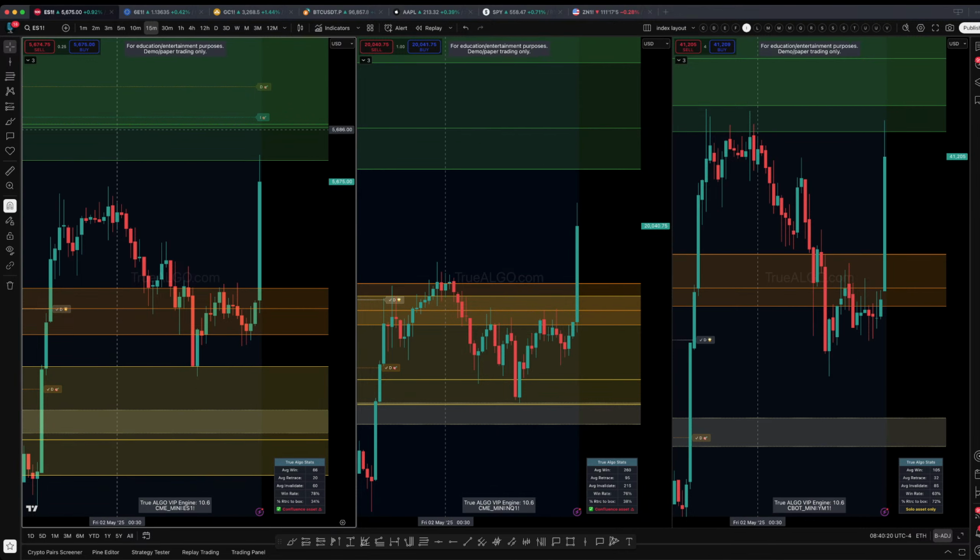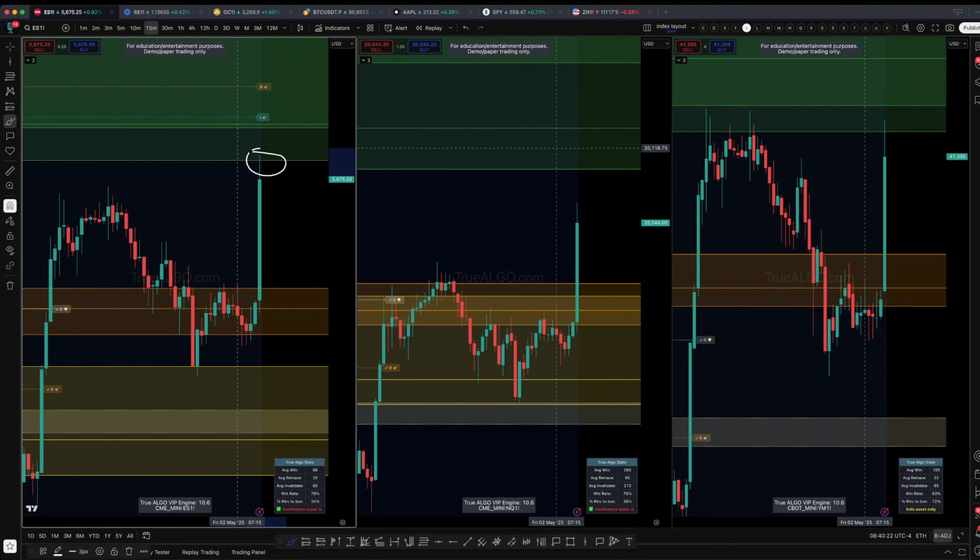ES hitting the 80% wall, everybody. Same thing with US 30. Same thing with Russell. So that's 3 out of 4 indexes that are all hitting the wall.